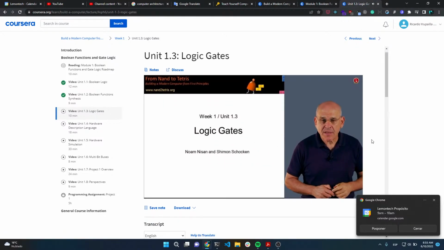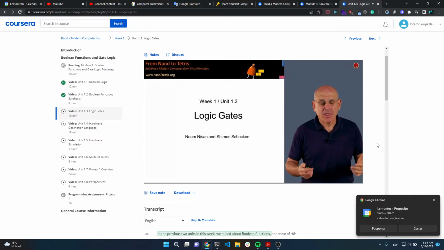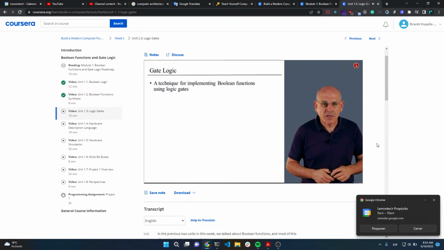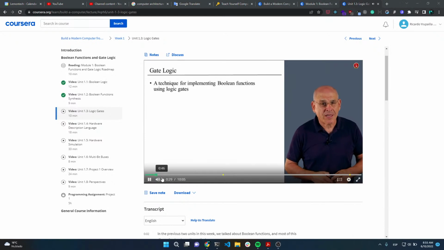In the previous 2 units in this week, we talked about Boolean functions, and most of this discussion has been theoretical. Starting with this unit, we're going to talk about how we actually implement these Boolean functions using hardware. In particular, we're going to talk about a general technique called gate logic, which, loosely speaking, is a technique for implementing Boolean functions using logic gates.